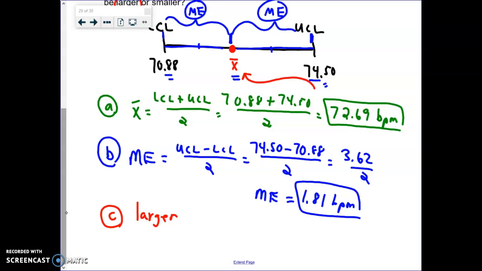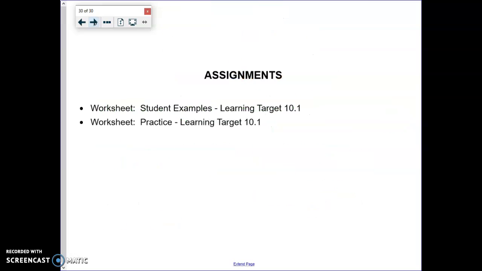Okay? So that's it for the examples. What I would like you to do, ladies and gentlemen, is we've already done the student examples. That's what all 4 examples were. Now, I'd like you to do some practice problems. Go to Learning Target 10.1, which should be in Google Classroom, and go ahead and start working on those. I have the answer key on Classroom also. If you have a question, text me, email me, call me, whatever, and I'll help you with that. Okay? We're probably having an assessment on Thursday, like we did last week. Good luck, stay safe. If you need anything, let me know.